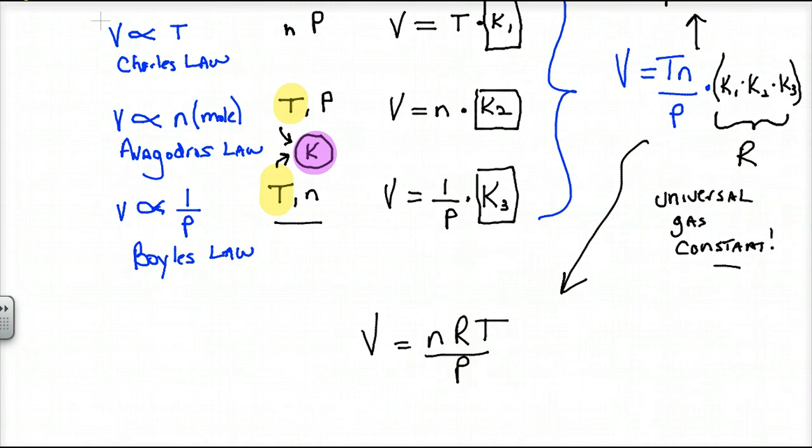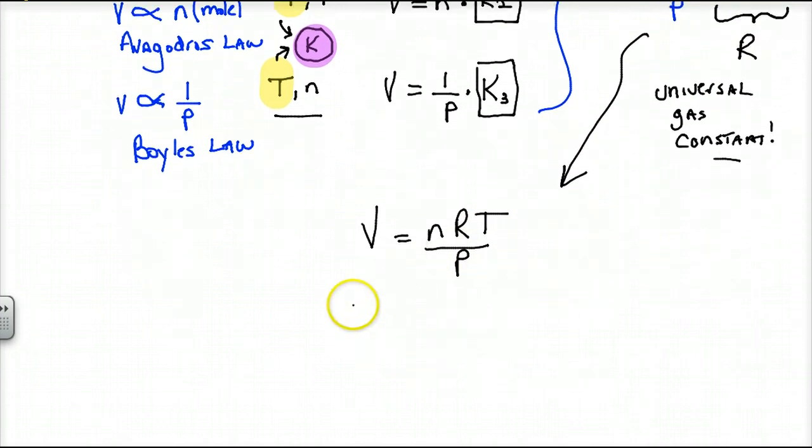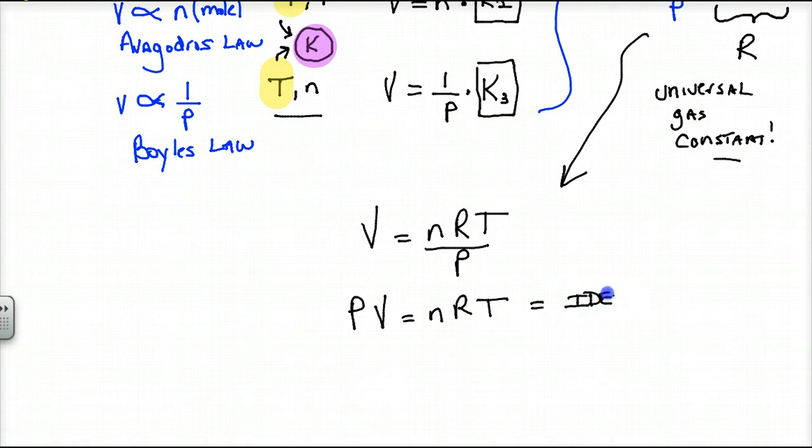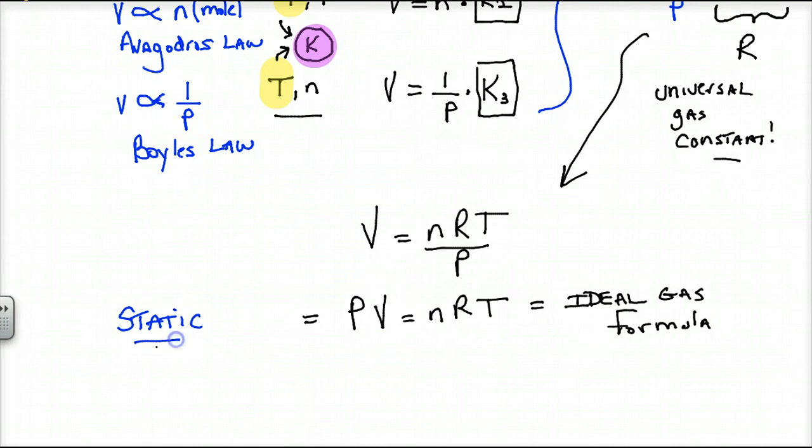And then for the most part, we rewrite it one more time. Put the P up to the top, so PV equals nRT. And this is something called the ideal gas law formula. That is its formal name. Pinky up. All right, now, I have a different name for this. I call this the static formula.